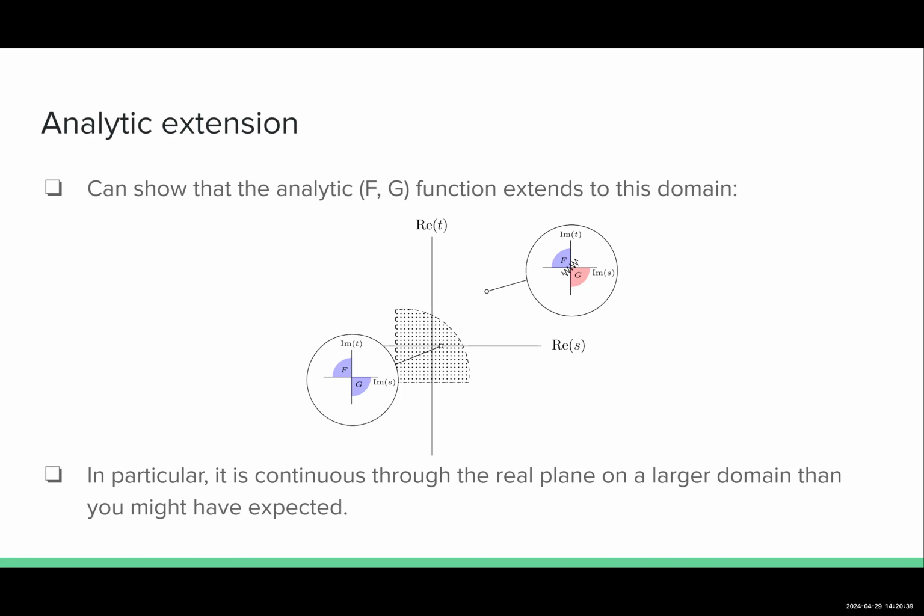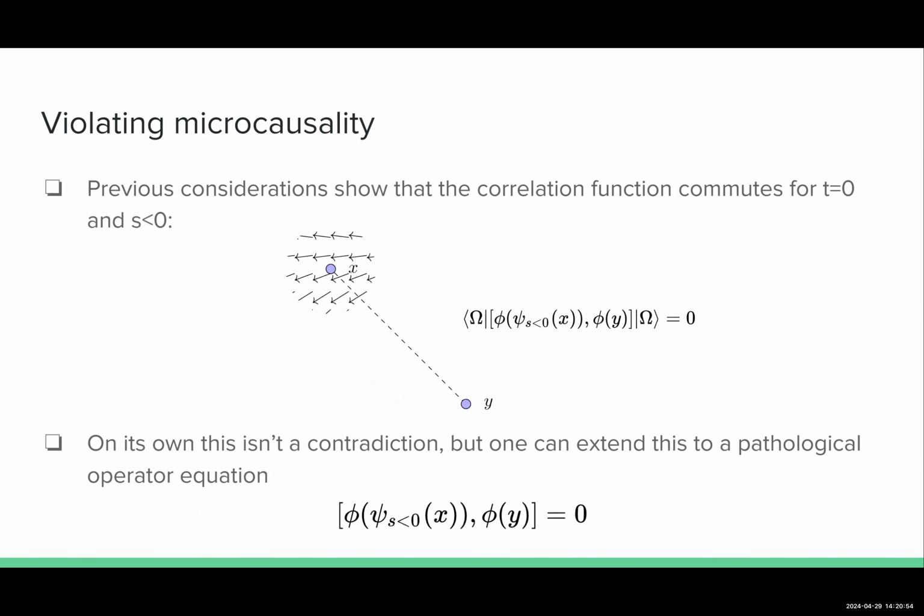which naively you thought agreed on a pretty small domain, in fact agree on a much larger domain than you might have expected. In particular, they agree for t equals 0 and s both positive and negative. Previously, they only agreed for s positive. So if we look back at this picture, what we find is that the vacuum expectation value of this commutator is going to be 0, not just when the points are space-like separated, but when the points are a little bit time-like separated.